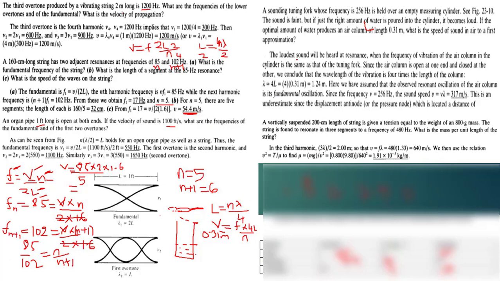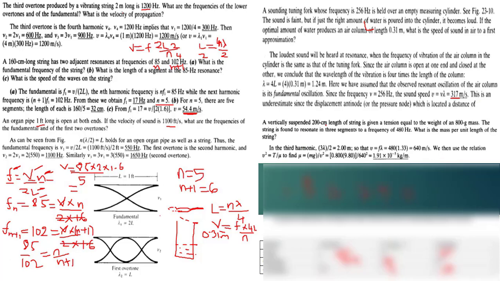Again, the loudest sound will be heard at resonance when the frequency of vibration of the air column in the cylinder is the same as that of the tuning fork. You remember, as I said, sound inakuwa faint mpaka itakapofikia resonance. So hii ni explanation kwa jinsi alivyokuwa anafanya yeye. So alivyofanya yeye, the answer is 317.